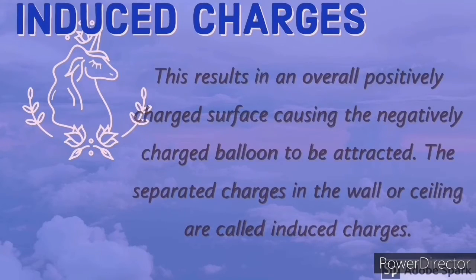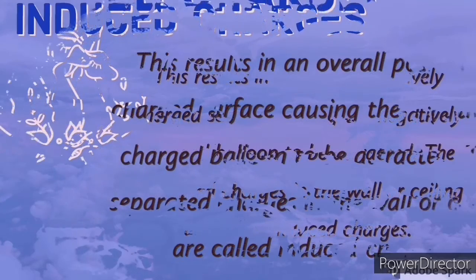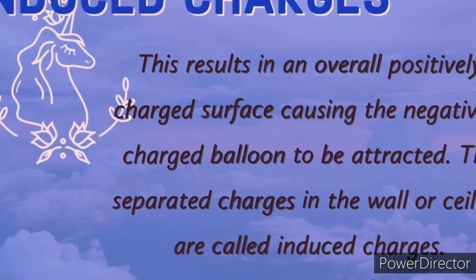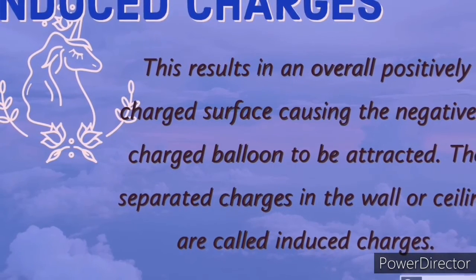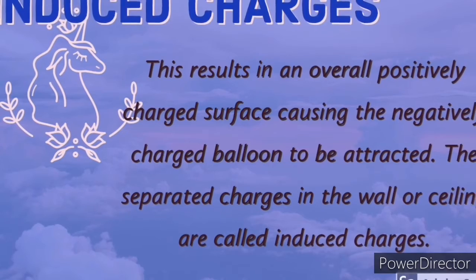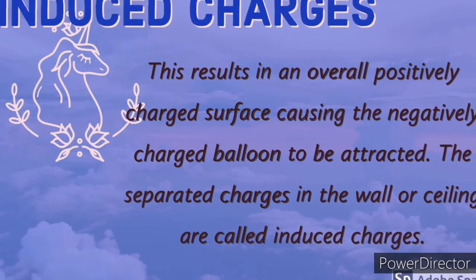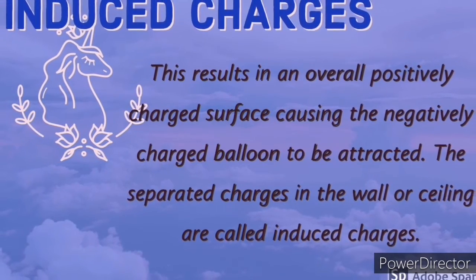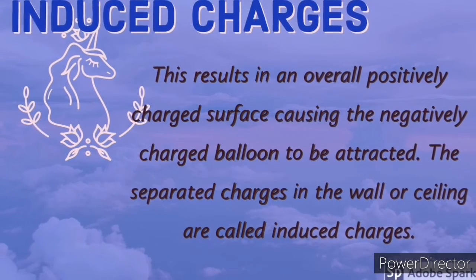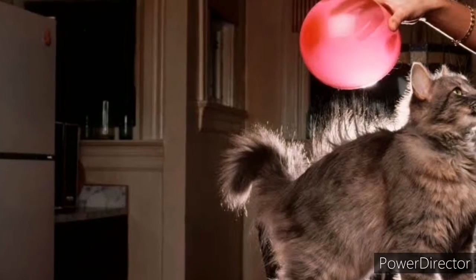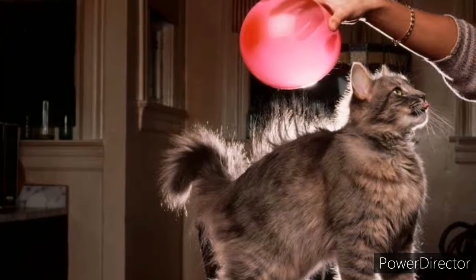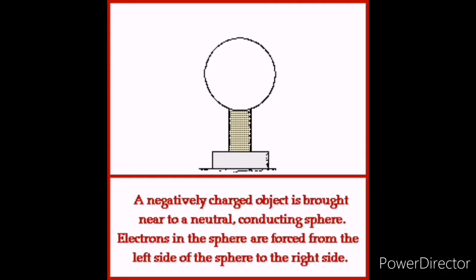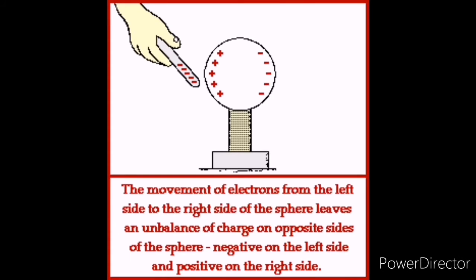Induced charges. When a balloon is rubbed against clothes, the negative electrons from the clothes get transferred to the balloon, making the balloon negatively charged. The balloon sticks. This is because the negative charge of the balloon repels some of the electrons in the wall or the ceiling away from the surface. This results in an overall positively charged surface, causing the negatively charged balloon to be attracted. The separated charges in the wall or ceiling are called induced charges.